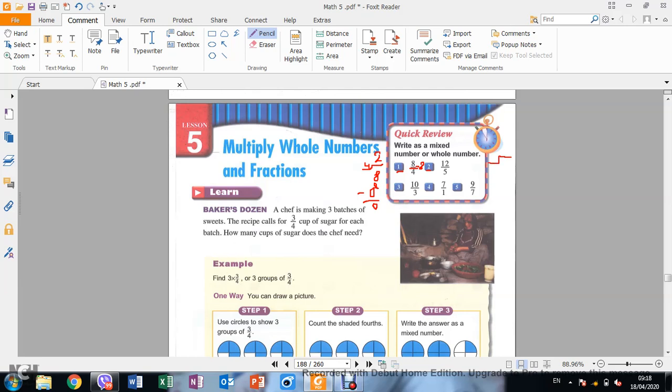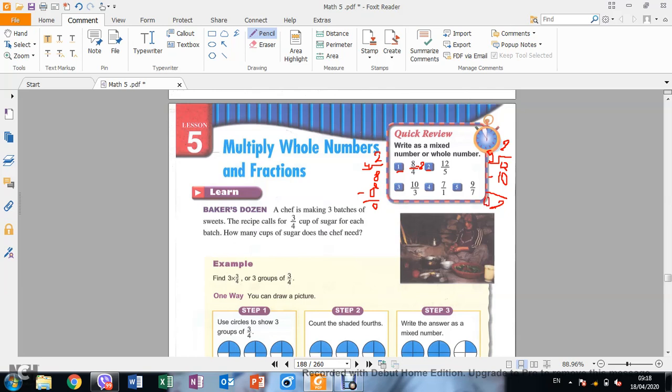12 divided by 5. In 12, how many 5s do we have? In 12 we have 2 5s. 2 times 5 is what? 2 times 5 is 10. We subtract it. 12 minus 10: 2 minus 0 is 2, and 1 minus 1 is 0.